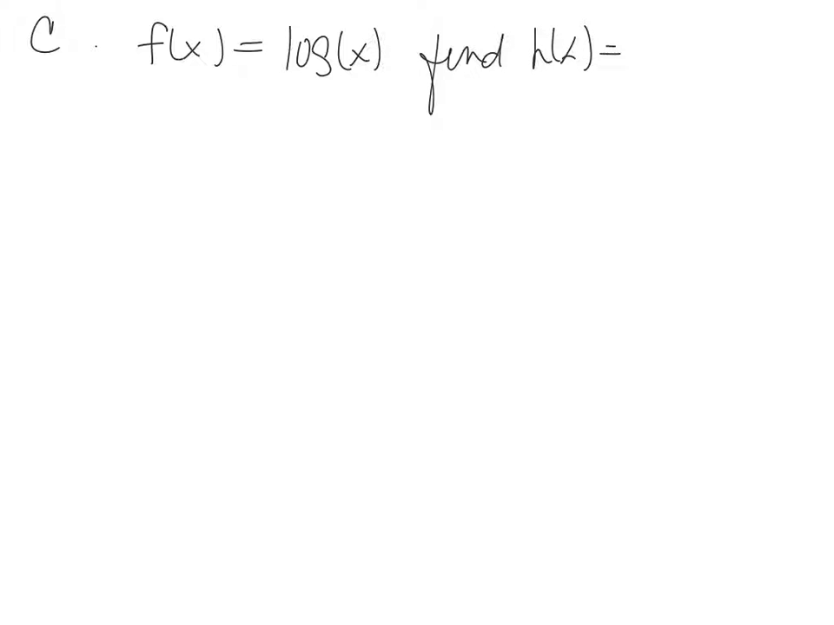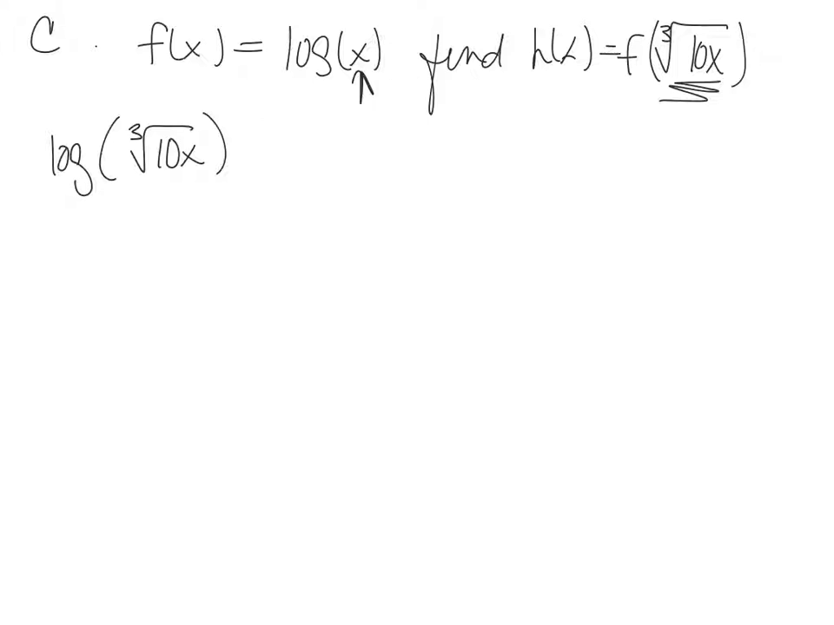I lied. We're going to do c also. So if f of x equals log of x, find h of x equals f of the cubed root of 10x when x is greater than 0. So go ahead and substitute. So wherever I see an x, I need to write that in. Sort of crazy, I know. So I have log of cubed root 10x. And I should say that is equal to h of x, sorry.